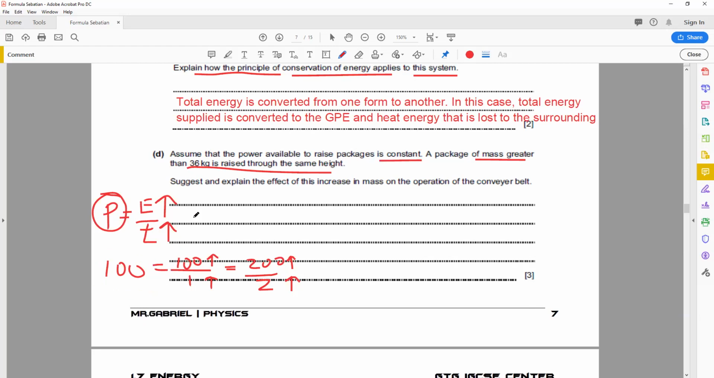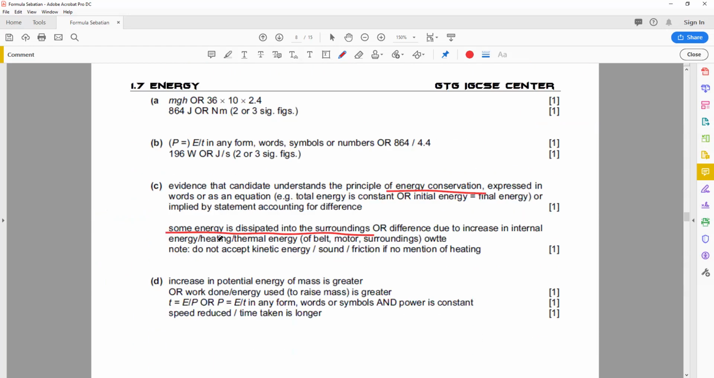So you're actually supposed to say, they ask you to suggest and explain the effect of this increase in the mass of the conveyor belt. What's going to happen? Obviously, you say that with a greater mass, you will require greater gravitational potential energy, right? If the power is the same, you'll need a longer time to lift the same height, which you can see from this mark scheme here. Obviously, there is an increase in gravitational potential energy. Then you're going to say that since power equals energy over time, an increase in energy with the same power means you need more time here. So these are the few keywords.